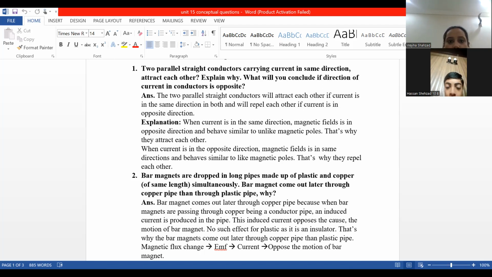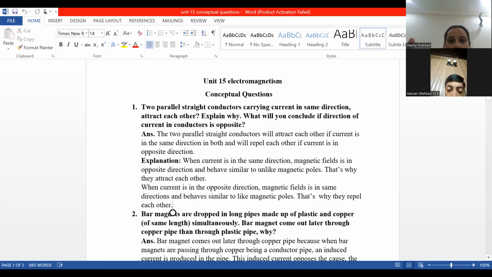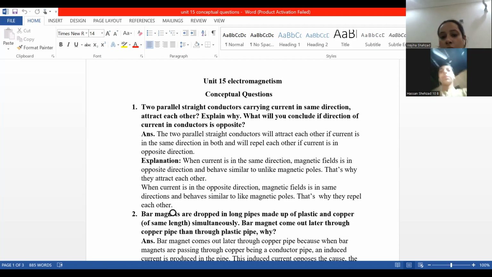Okay, are you seeing the screen? Unit 15, electromagnetism, conceptual questions. First of all, open your book to page number 150, because I don't have the diagram in these slides. So when the questions are regarding diagrams, you have to look at the book, okay?